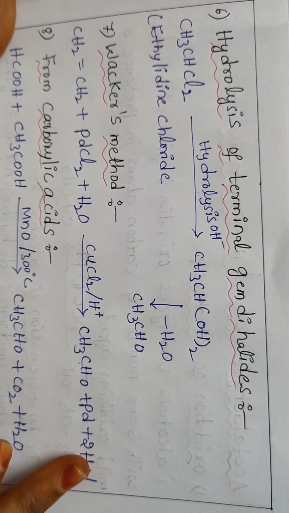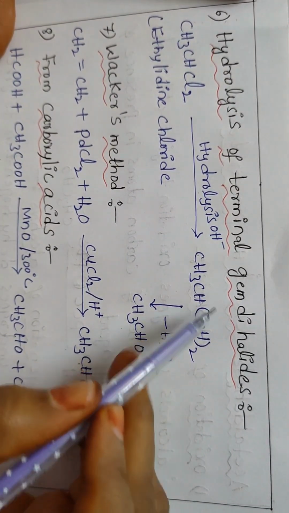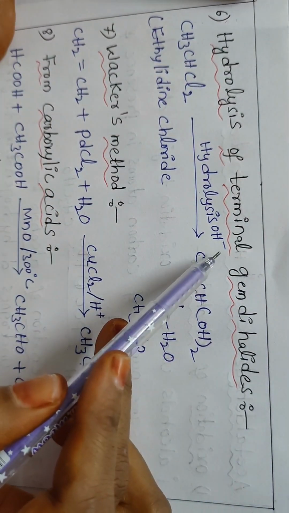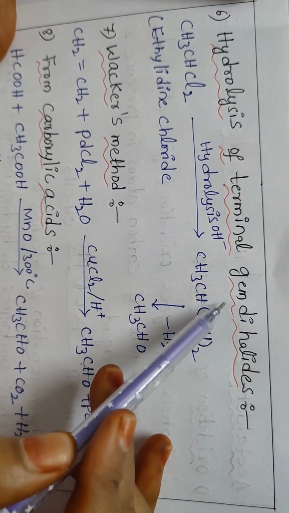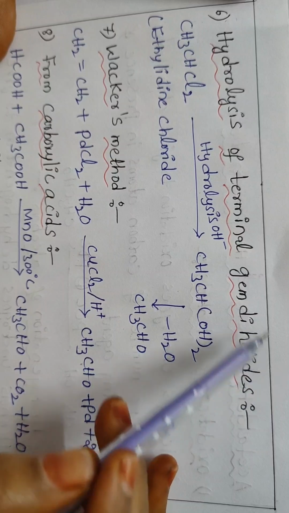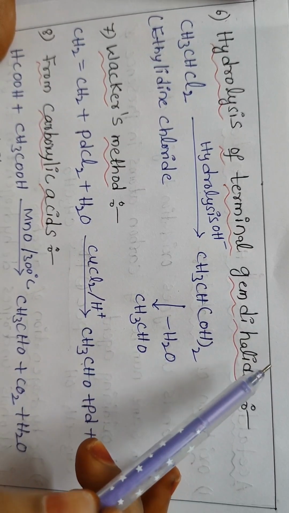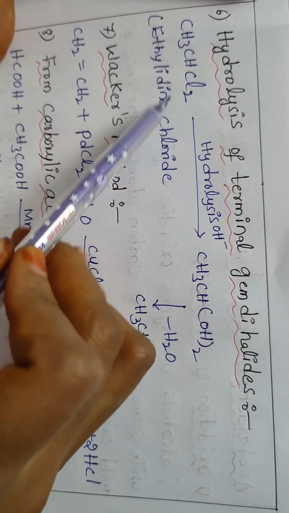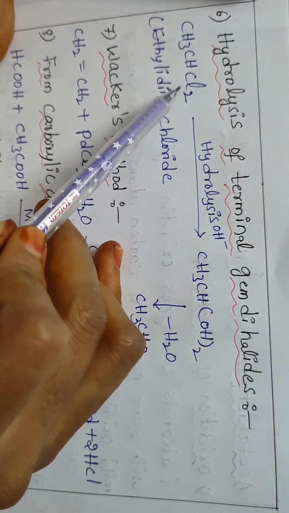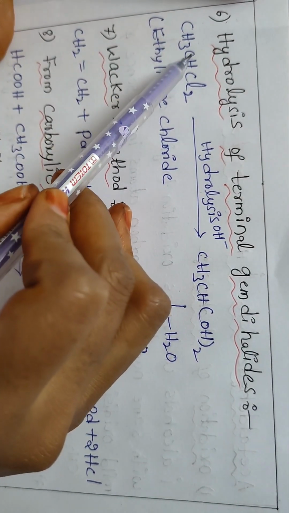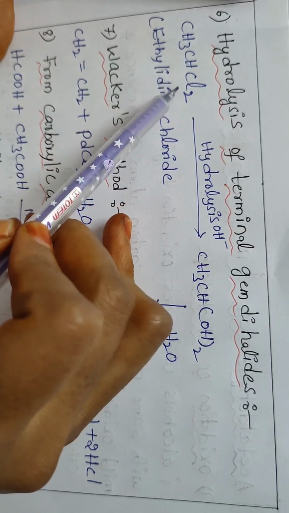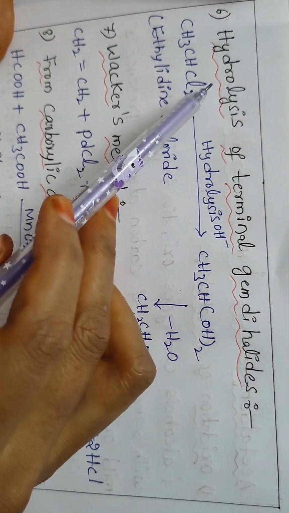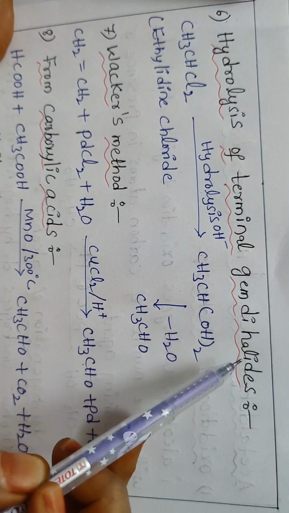And sixth, hydrolysis of terminal gem dihalides. What are gem dihalides, students? Gem dihalides have the halogen atoms bonded to the same carbon atom. Here two chlorine atoms are bonded to this carbon only. Compounds like that are called gem dihalides. So, hydrolysis of terminal gem dihalides.